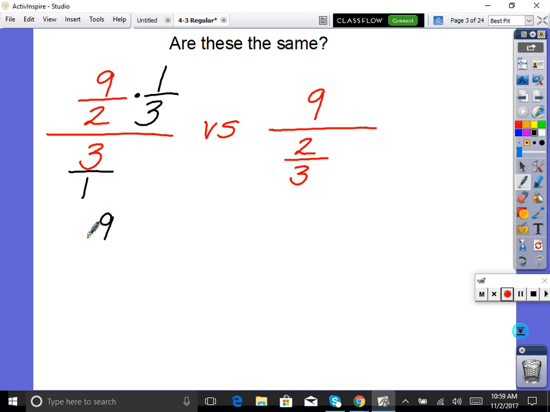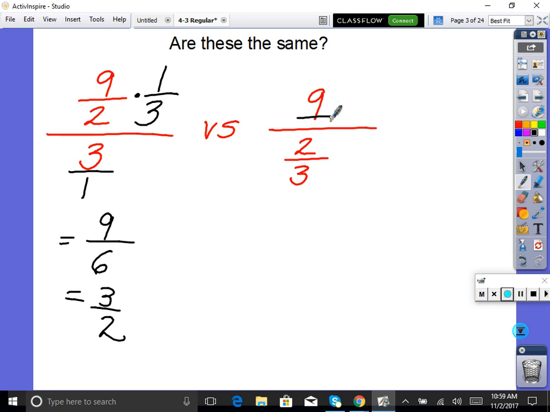So then we would have 9 over 6, which equals, they both divide by 3 and become 3/2, guys. Right? Now let's simplify this one. Well, 9 is on top.